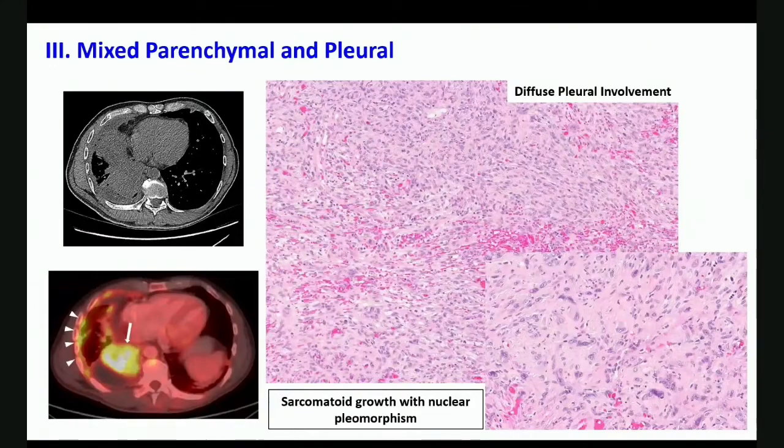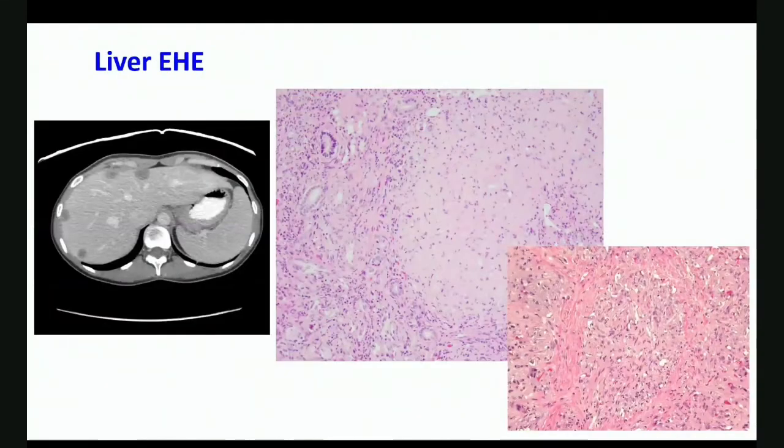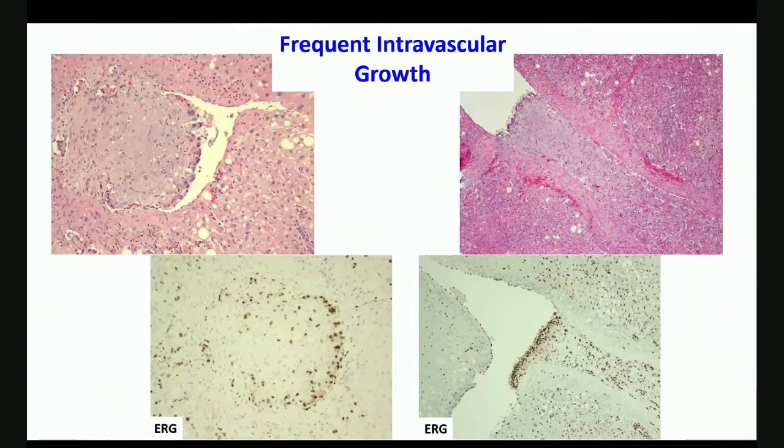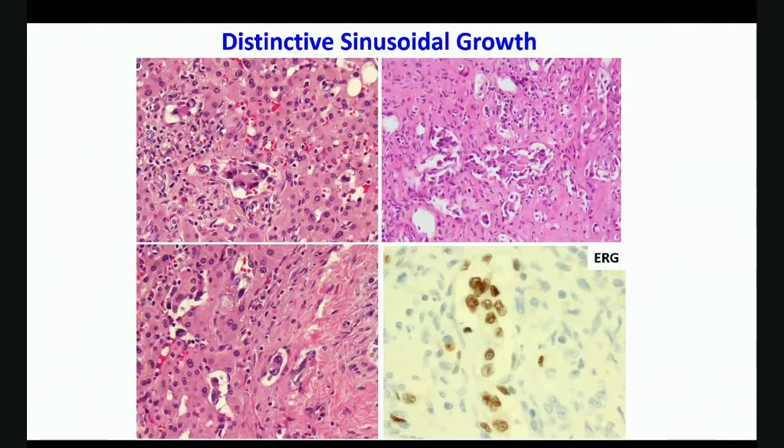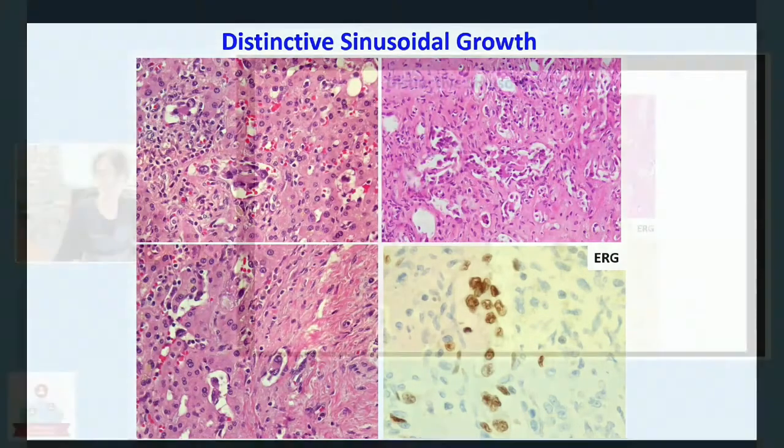In a smaller subset of cases, EHE can present with a mixed parenchymal and pleural involvement as shown in this PET scan. Patients with hepatic EHE present with multiple nodules. Microscopically, the diagnosis may be challenging as it may mimic fatty change or fibrosis in small biopsy samples. Intravascular spread within medium and large-sized vessels, as well as within hepatic sinusoids, is quite typical.